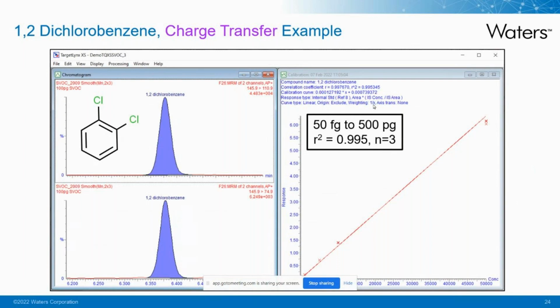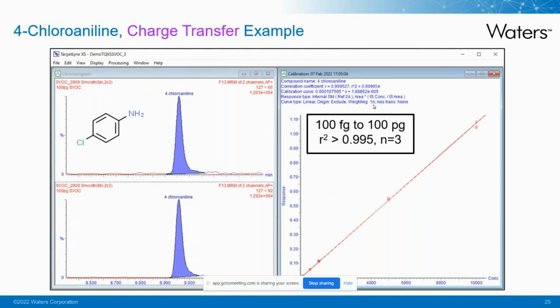The chromatogram shown here is for 1 picogram on column. The curve shown on the right shows the quantitation from 50 femtogram to 500 picogram. So 4 orders of magnitude range with good linearity, and that's replicate injections across a little over 30 hours of time from the same vial. So here we have initial indication of very good quantitative performance.